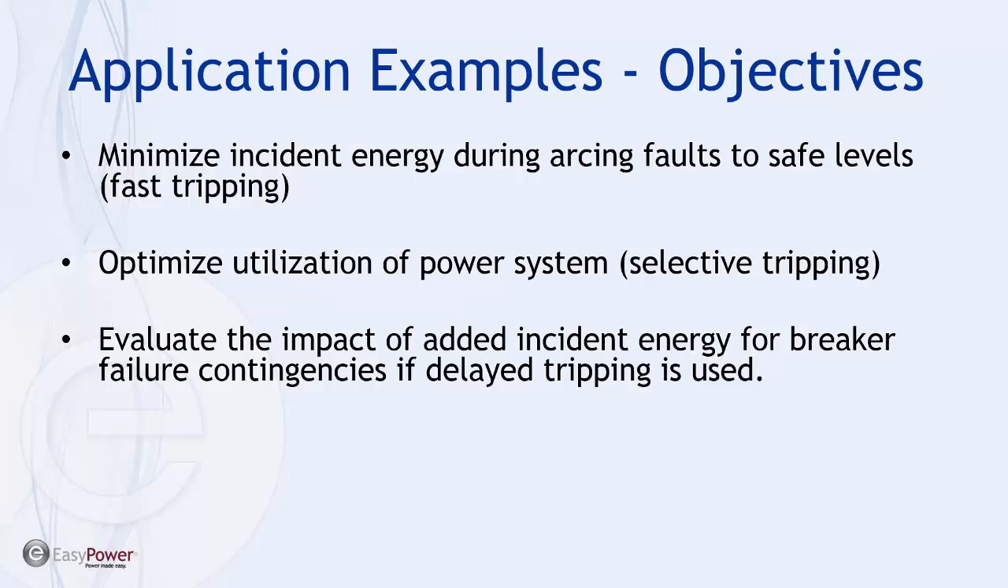So if you want selective tripping and you have a breaker failure, then keep in mind that the breaker failure delay will add incident energy. If you didn't use the breaker failure delay and had fast parallel tripping, even if you had a breaker failure contingency, you would still be operating at speeds negligible to the breaker. So that just has to be considered and evaluated when looking at breaker failure.